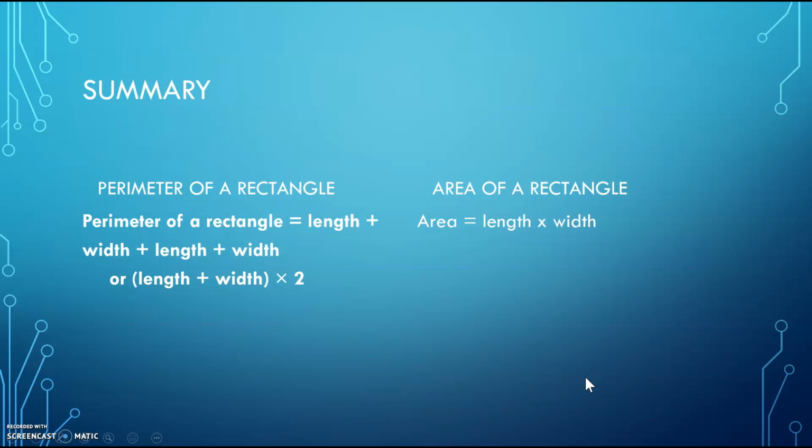Now, in summary, perimeter is the distance all the way around. You just add them: the length plus the width plus the length plus the width. Or you can do the length plus the width and multiply that times 2. Area of a rectangle is very simple: multiply the length times the width.